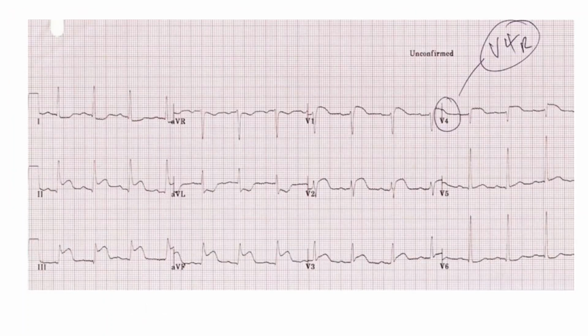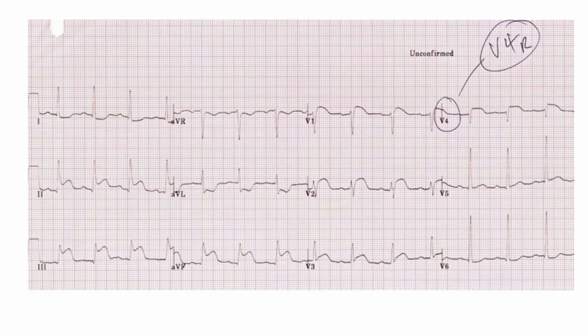Now what to do? You have to do the right-sided leads. These are the right-sided leads, and you can see this is V4R, and here there is ST elevation in V4R. So this is confirming the diagnosis of RVMI.